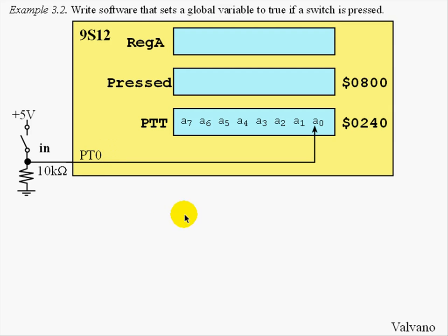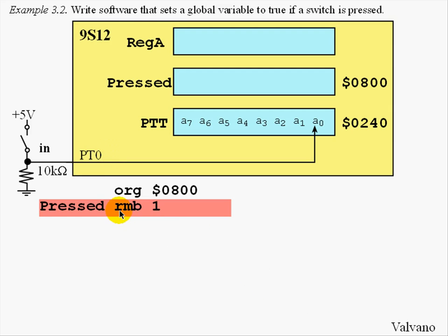Now it's time to write the software. We begin by creating a variable. The org statement places the variable pressed into the RAM located at 800. The reserve multiple bytes 1 will reserve 1 byte for this variable. Again, it's a Boolean variable, having the value 0 if false, and having any non-zero value will mean true.